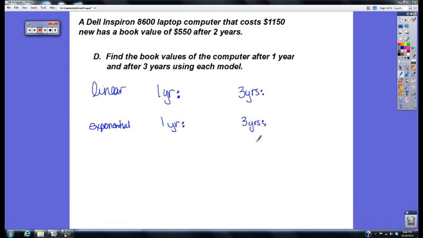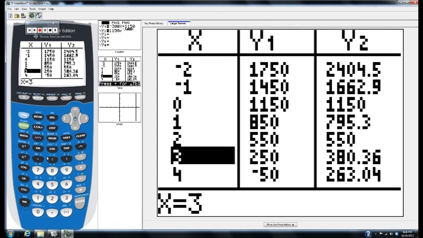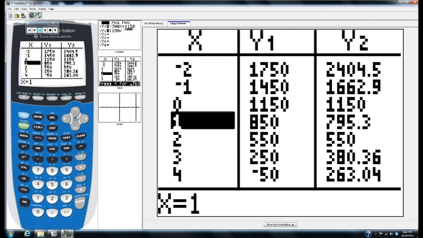The last thing we want to know about this computer is, using the equations we came up with, the book values of the computer after 1 year and after 3 years using each model. So using the linear and the exponential model, what's that computer going to be worth after 1 year, and what's it going to be worth after 3 years? I have my equations in my calculator, and I'm just going to look at the table to get that information.